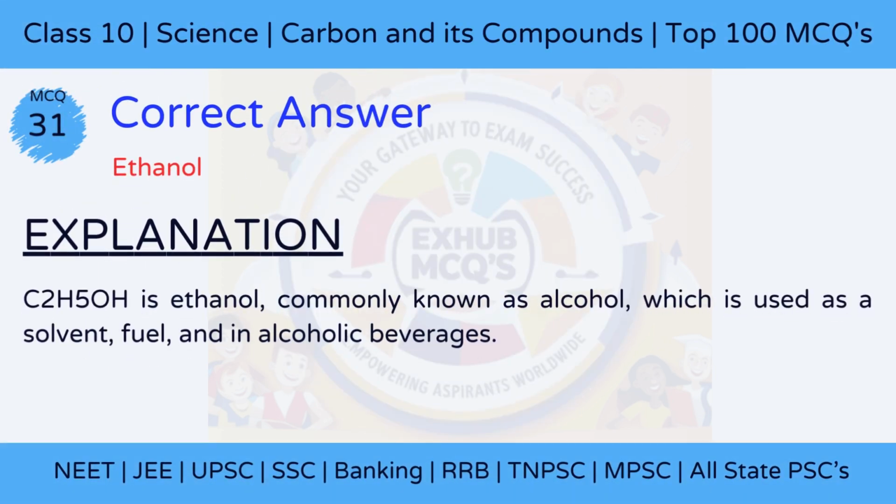The correct answer is option B, ethanol. Explanation: C2H5OH is ethanol, commonly known as alcohol. It is used as a solvent, disinfectant, and in alcoholic beverages. It contains 2 carbon atoms and 1 hydroxyl group, OH.